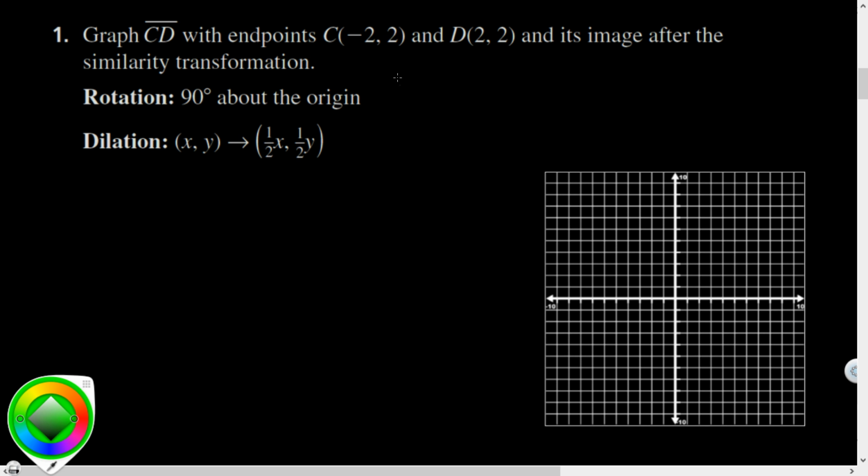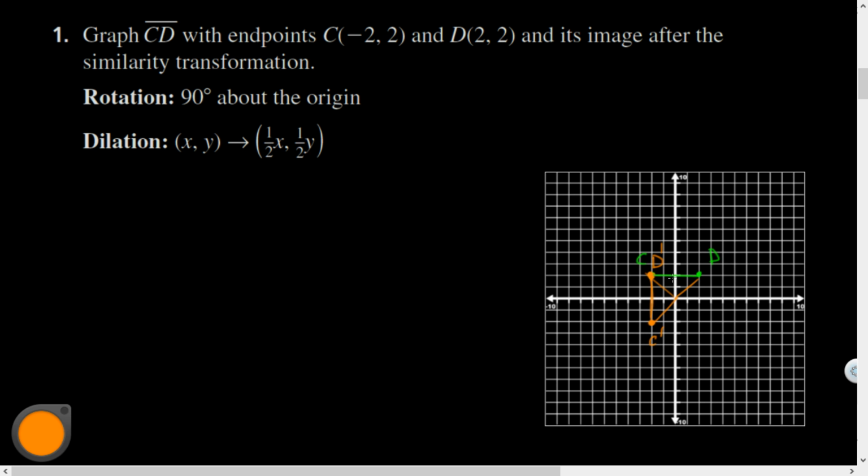Oh yeah. Let's plot this. -2, 2, there's C. And for D, I've got 2, 2: over 2, up 2 for my D, right there. Gorgeous little segment. And I'm going to rotate 90 degrees about the origin. Clockwise or counterclockwise? Counterclockwise. So C, when rotated 90 degrees, will be now here as C prime. And D, rotated 90 degrees this way, happens to land right on the old C spot. There's D prime.